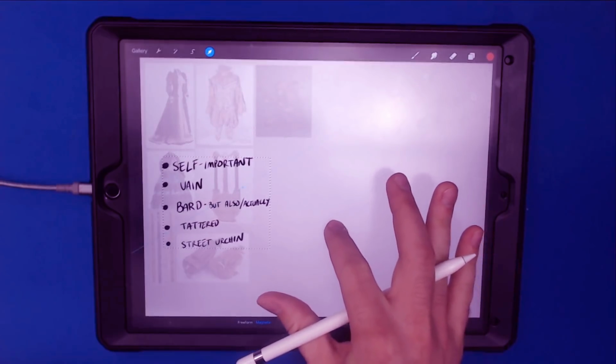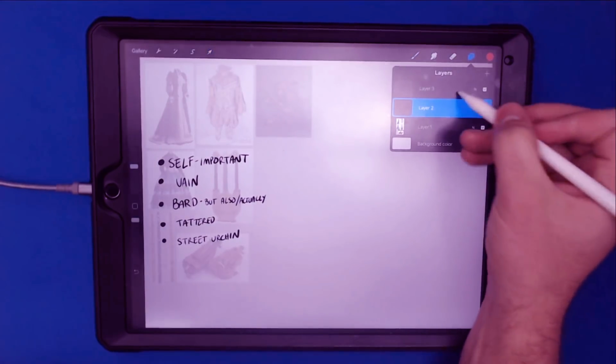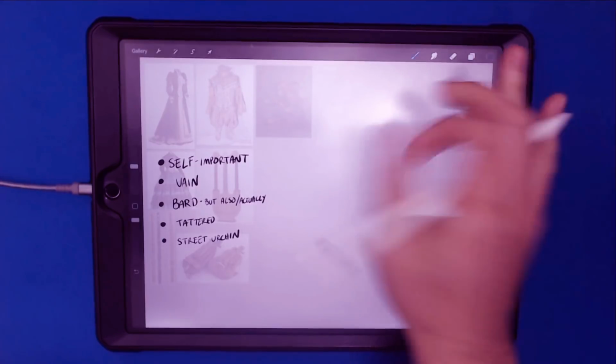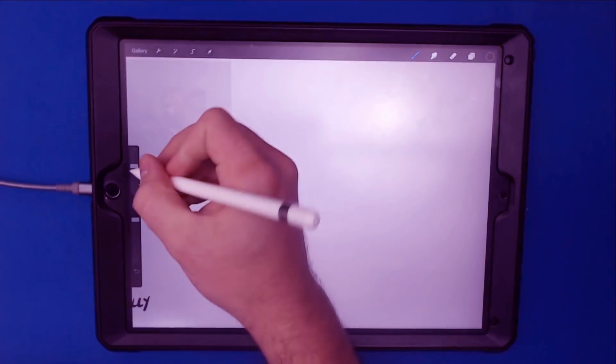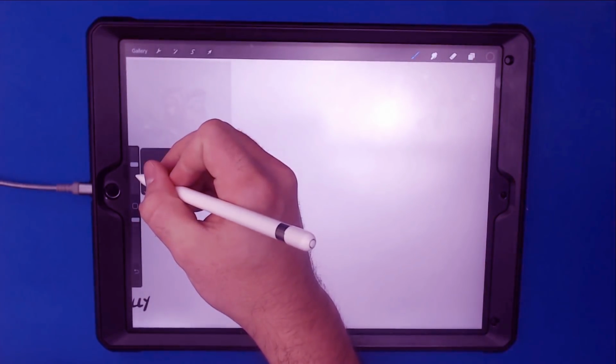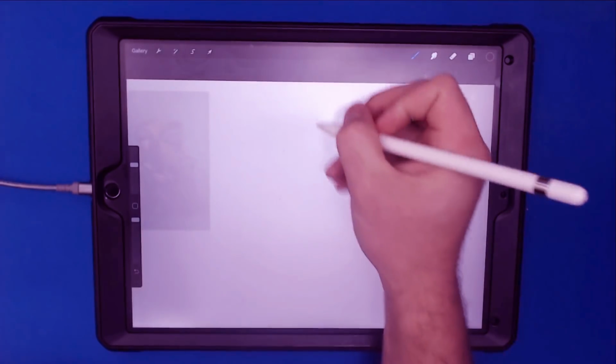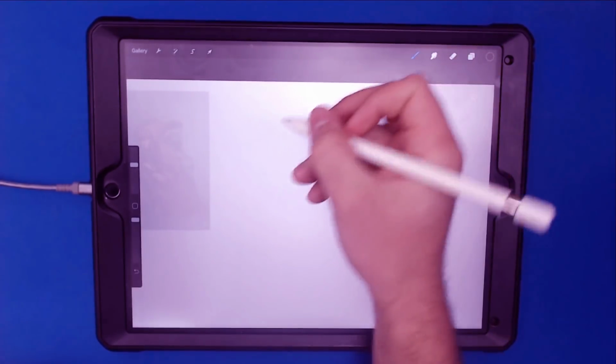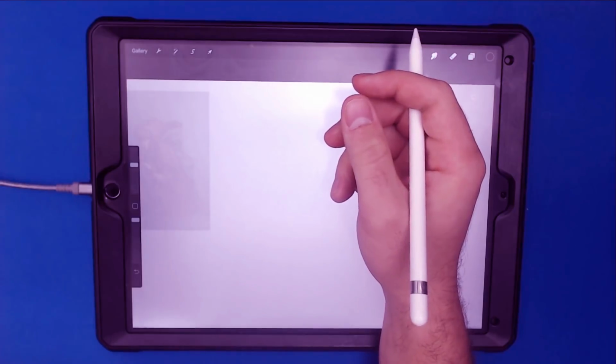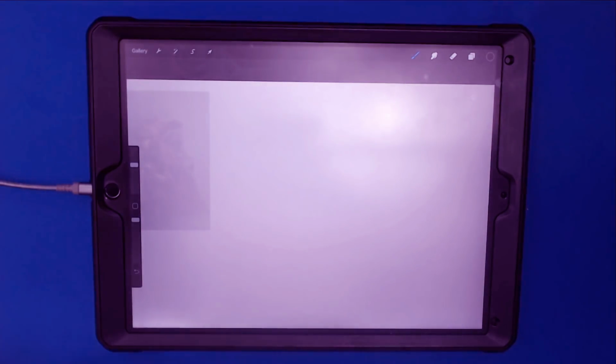What I'm going to start with is just some really broad shapes, really tiny, just to get a general idea for the character and the broad shapes. This is what I do with a lot of characters, and the reason for it is because something is better than nothing.